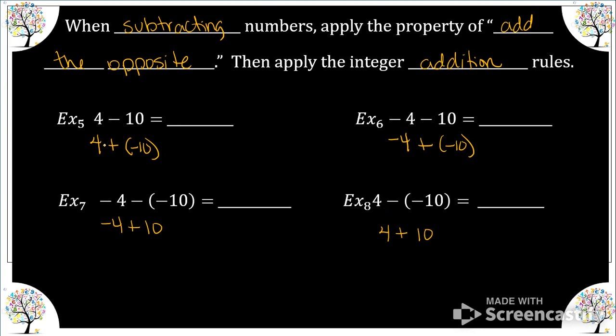Now we're going to apply the addition rules. We have all addition problems. Number 5, our signs are different, so we subtract. We have more negatives, so we have a negative 6. Number 6, the signs are the same, so we add and keep the sign. Number 7, signs are different, so we subtract and we have more positives, so we have a positive 6. And number 8, we have the same sign, so we add and keep the sign.